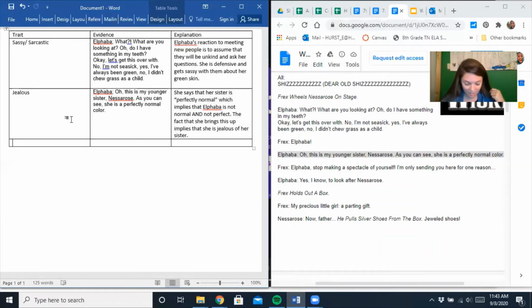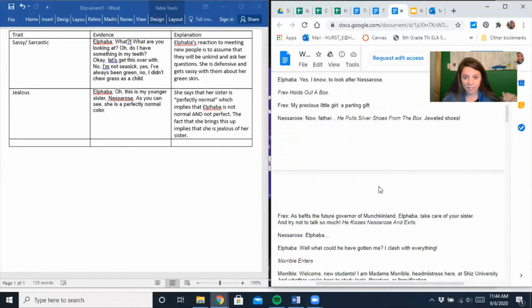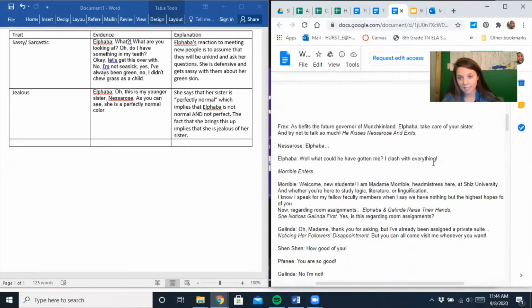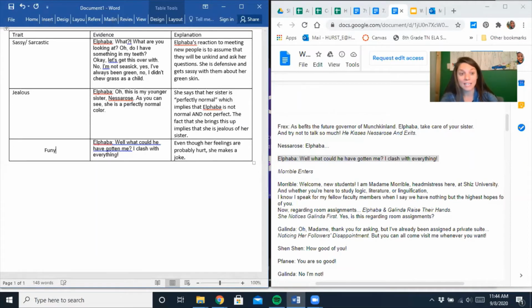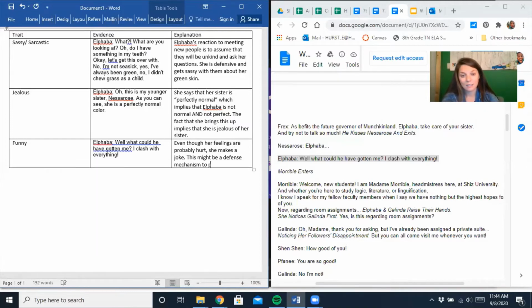And maybe with good reason, right? She's green. She stands out and her sister doesn't, and it's not for a good thing. And then her dad asks her to take care of her sister. He gives her sister a present, and then her sister's like, oh, Elphaba. And she responds, because he didn't get Elphaba anything, well, what could he have gotten me? I clashed with everything, because she's green. So even though her feelings are probably hurt, she makes a joke. So I think that Elphaba's kind of funny, even though this might be a defense mechanism to protect herself. It's still funny. Okay.